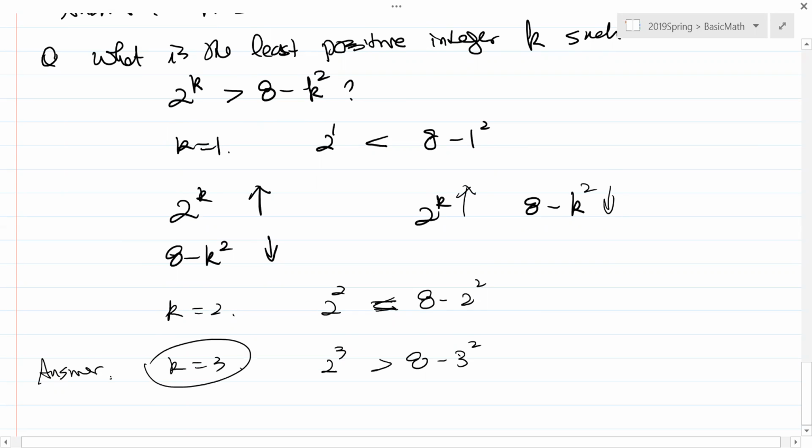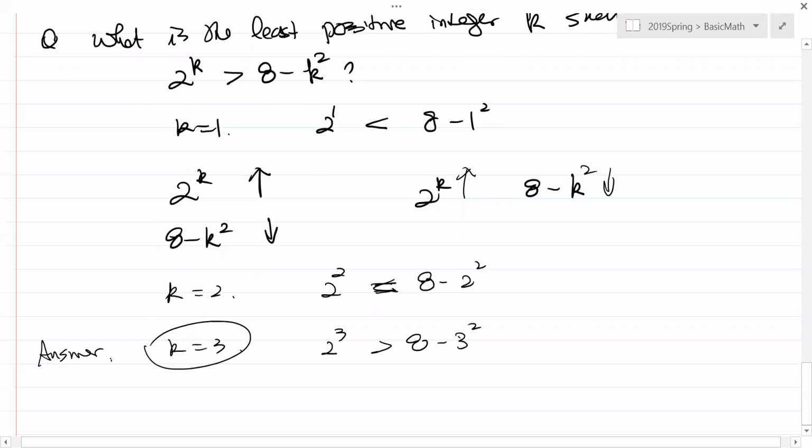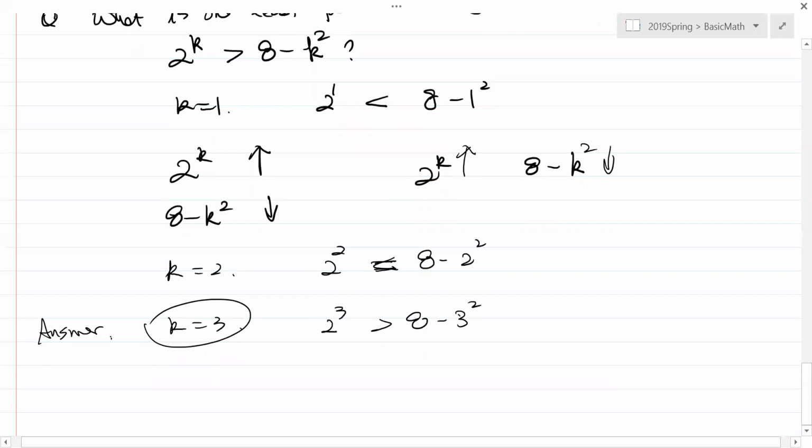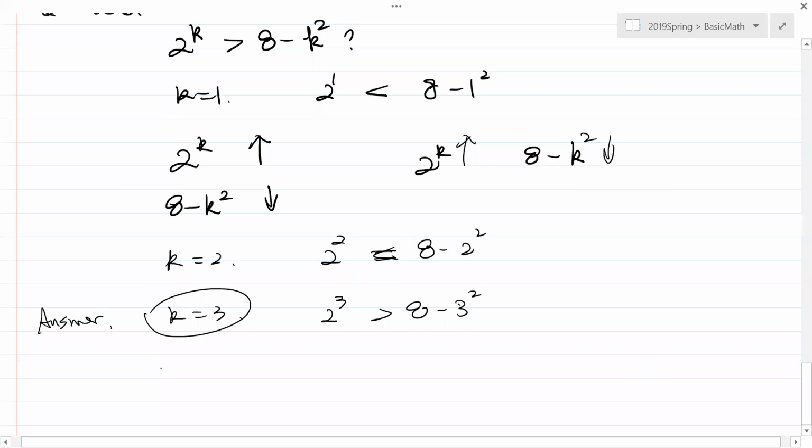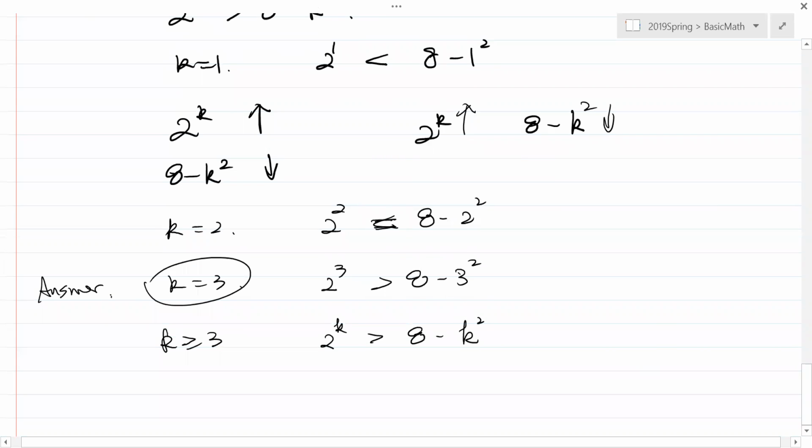So after that, this is always true because one side is going up and the other is going down. So after that, this is always true, okay? Then for any k greater than or equal to 3, 2 to the power k is greater than 8 minus k squared, okay? So the smallest integer such that this inequality holds is going to be 3.